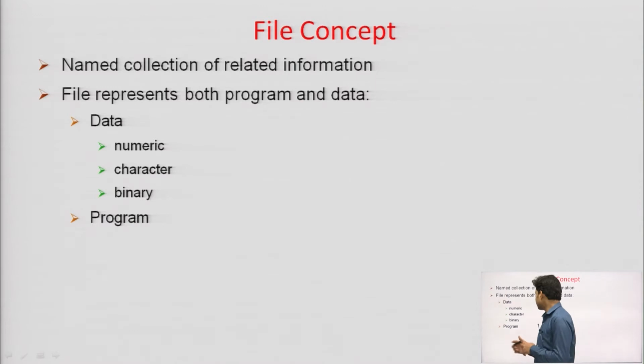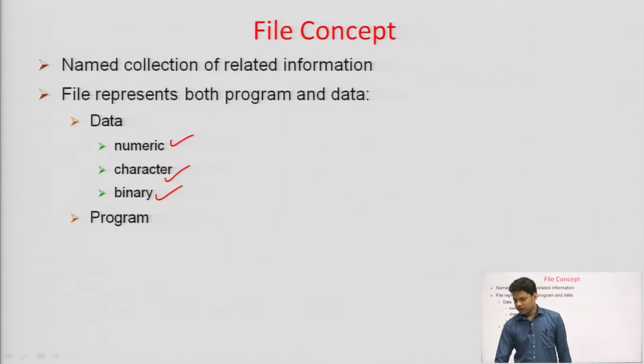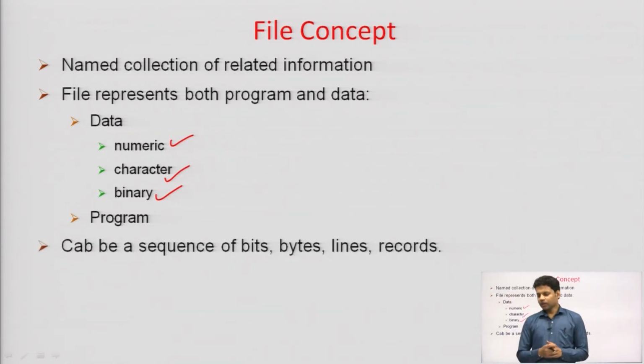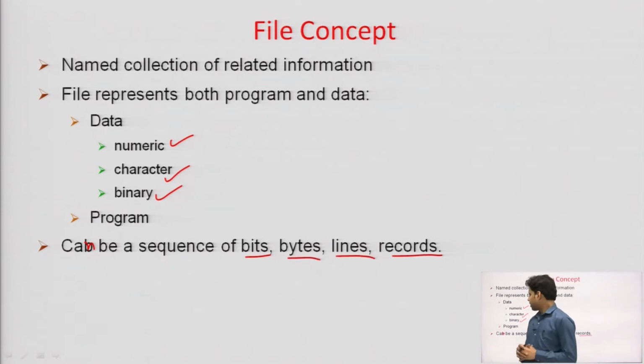Data can be numeric, character or binary. So, data can take any of these forms, numeric data, character data or binary data, and the program. A file can be a sequence of bits, bytes, lines and records.